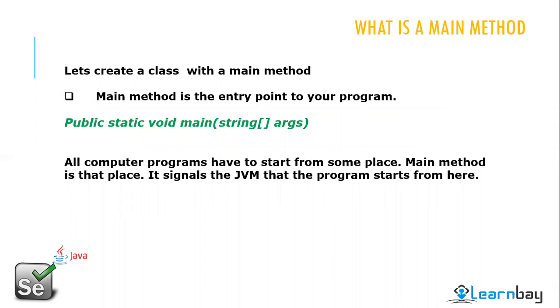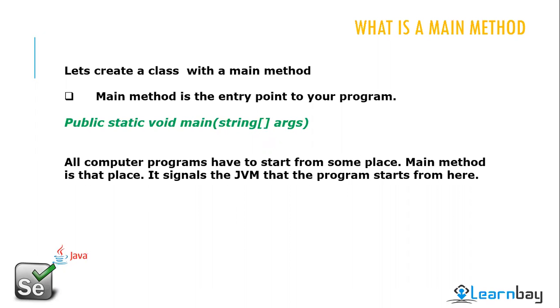What is a main method? Let's try to understand a main method. The main method is nothing but a simple entry point for any Java program to start off. As I am mentioning here, it signals the JVM that the program starts from here. In the main method, you are going to see that there is an argument, a string array argument. I will try to show you what exactly the main method is, and what these arguments are doing.